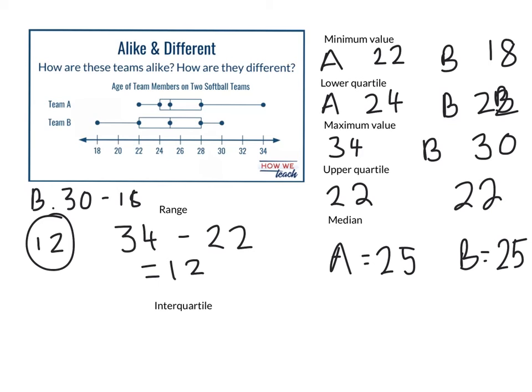Team A seems to have more experience having that 4-year-older player, or it could be that they just randomly decided to play softball later in life. The interquartile range for Team A is a lot smaller. Team A has 28 minus 24, so it's got a 4-year interquartile range, whereas Team B has 28 minus 22, which means it has a 6-year difference.